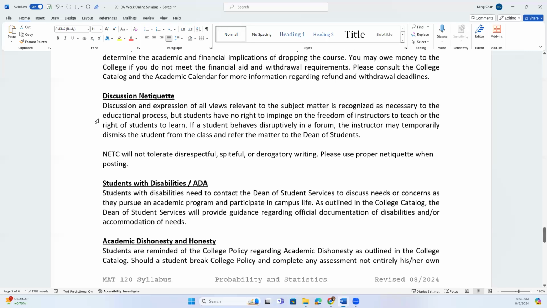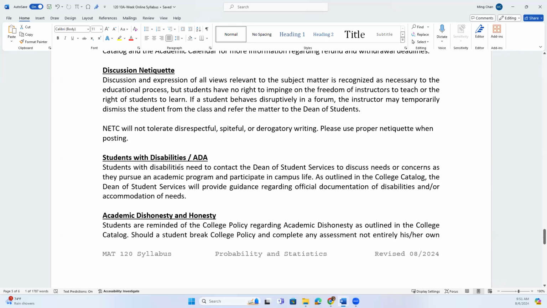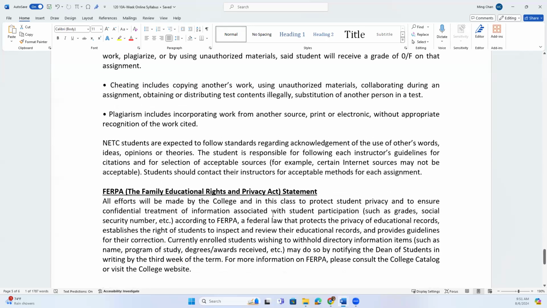All right, discussion etiquettes, you can read up on that. Students with disabilities: if you do have a documented disability and require accommodation, please contact the Dean of Student Service. He or she will provide guidance regarding official documentation of disability and or accommodation needs. Here is our policy for academic dishonesty.